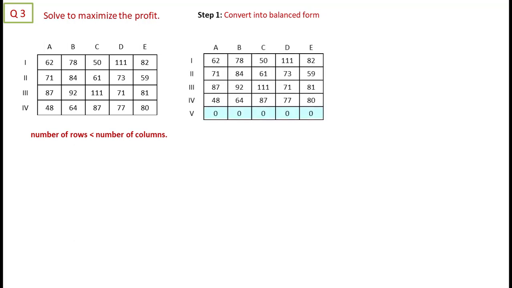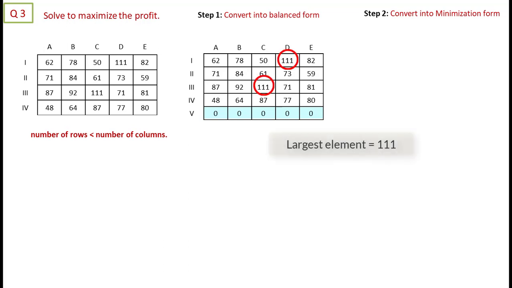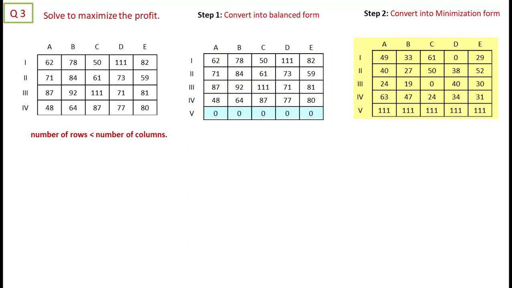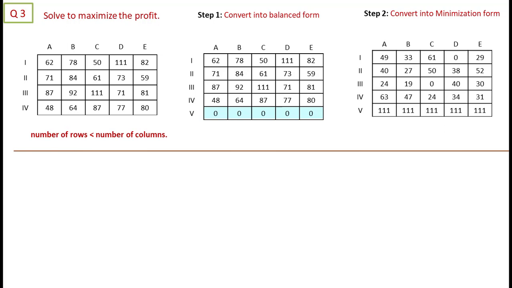Now, our second step is to convert it into a minimization form since the given problem is to maximize the profit. To do so, we select the largest element of the matrix and subtract every element from it. Here, the largest element is 111, and we subtract each and every element from it and we get the matrix. Now, we apply the Hungarian method as we did in the previous lectures. After row and column reduction, we get the matrix.